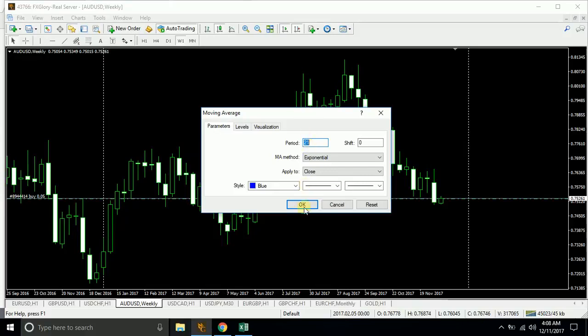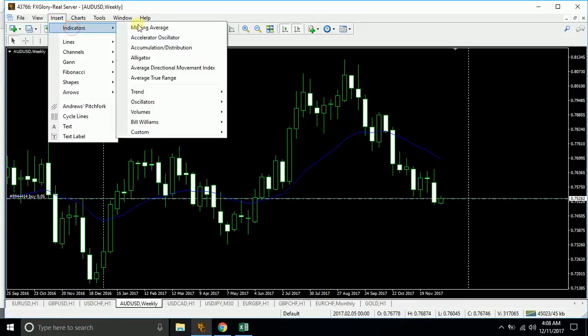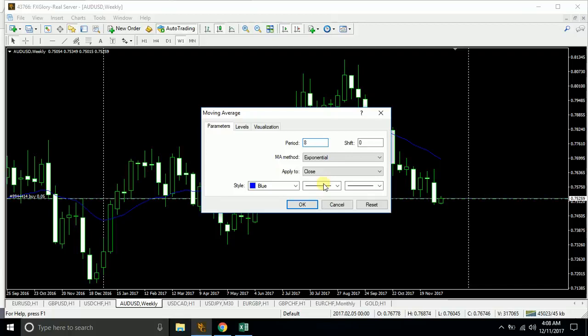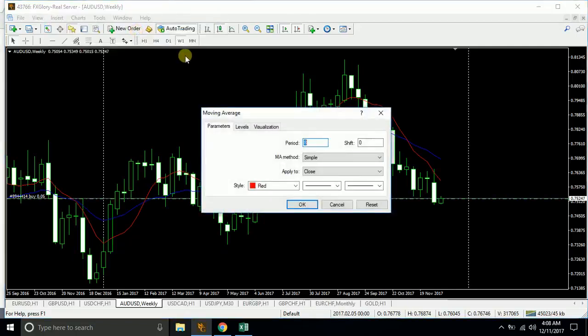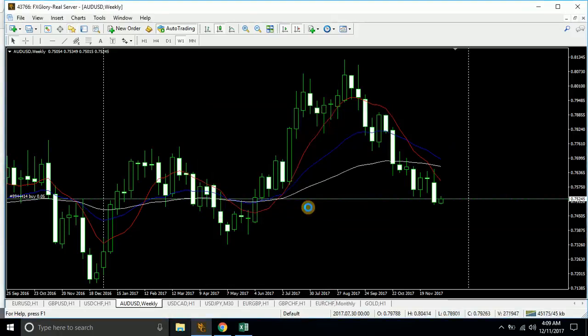Indicators, moving average, 21, exponential, blue. Insert, indicators, moving average, 8, simple, red. Insert, indicators, moving average, 55, exponential, white.